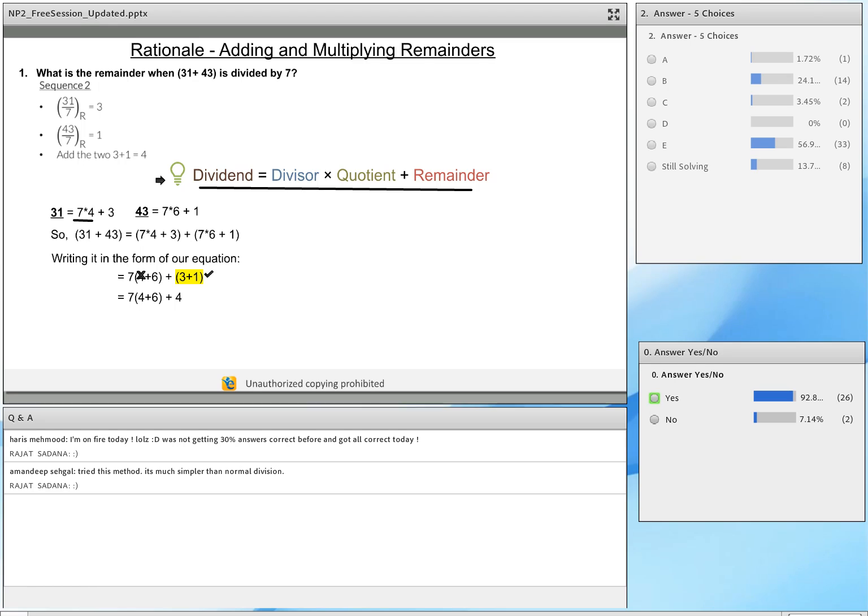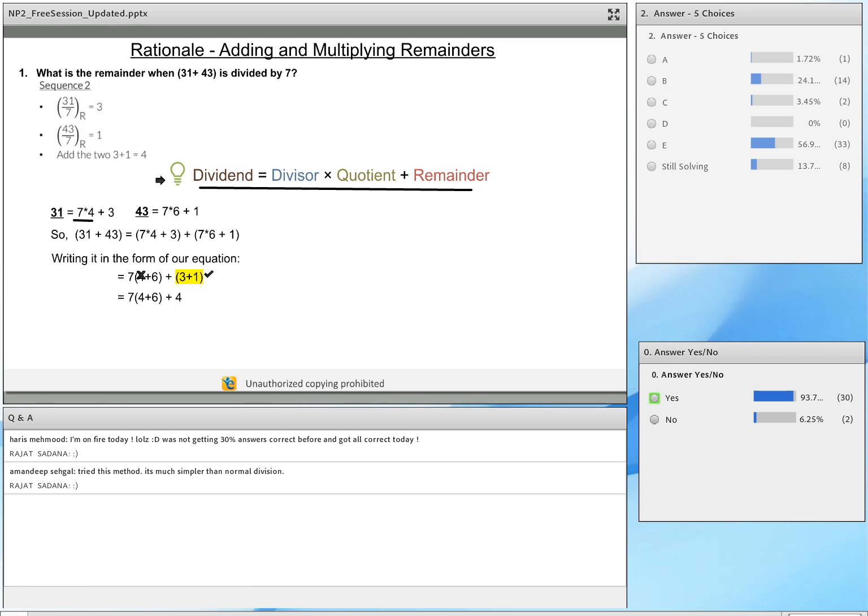Okay, Nishant says, can you explain this one? So Nishant, all we did was we expressed the numbers in terms of this equation. Dividend is equal to divisor times quotient plus remainder. So we had to find out 31 plus 43.